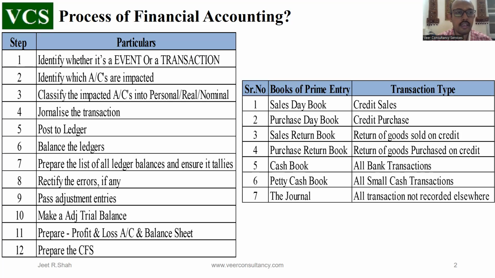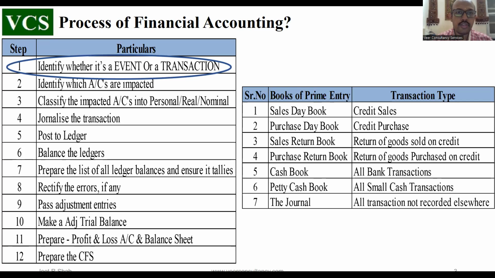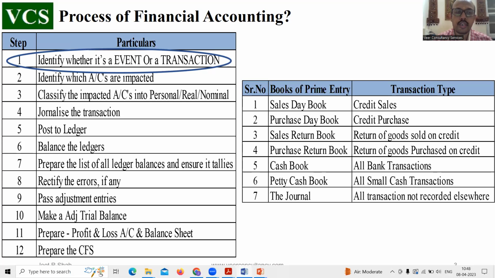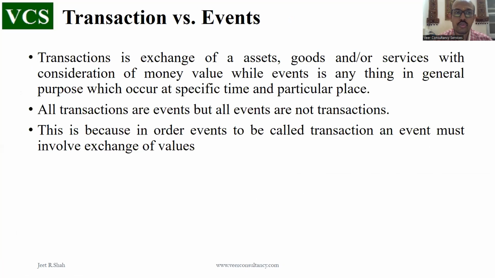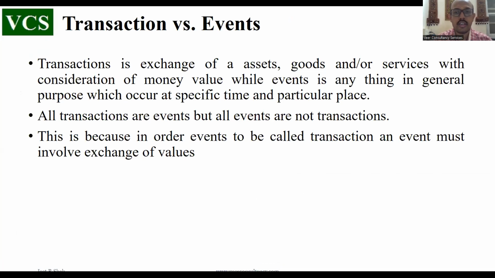So step number 1 that we have noted over here, the first step in financial accounting that you can see, is identify whether the thing that has happened is an event or a transaction. Now, this is very, very critical because you should understand that in accounting, only transactions will be recorded and events will be ignored. So the most critical part is to understand what is a transaction, what is an event.